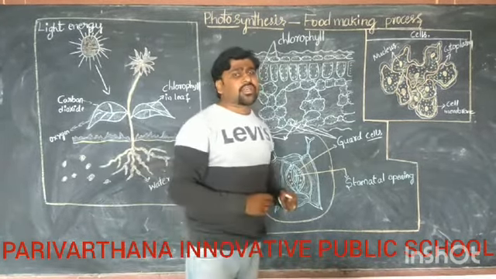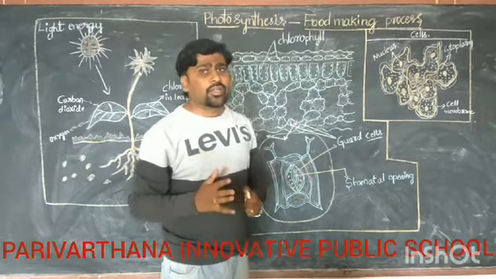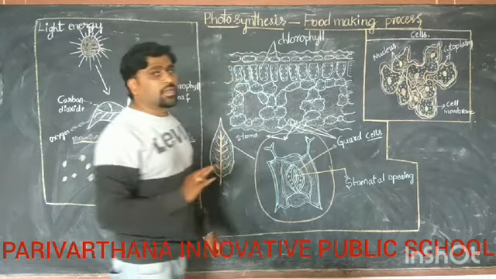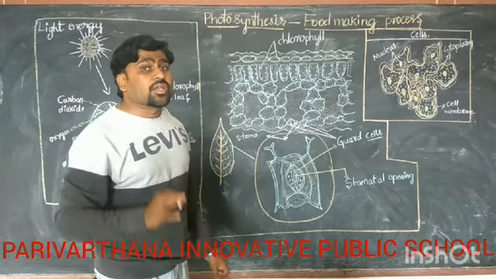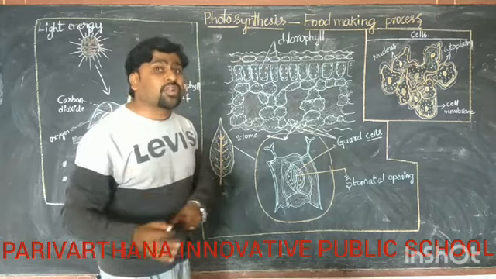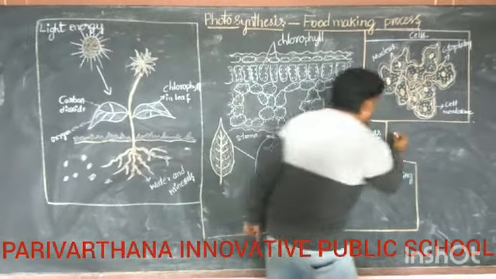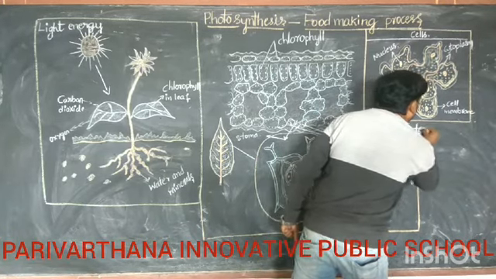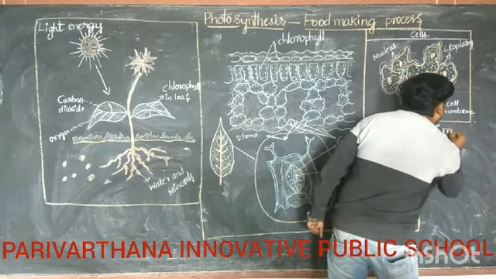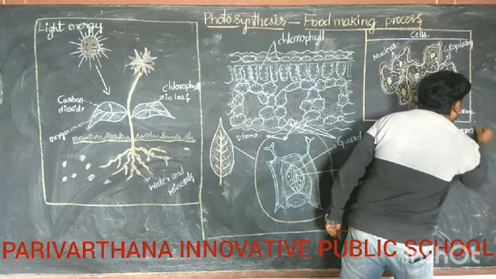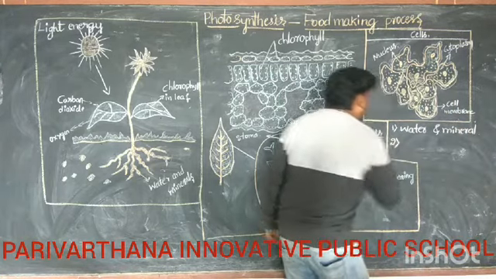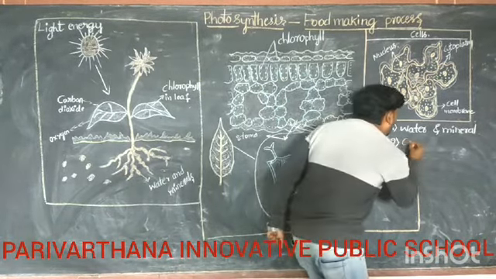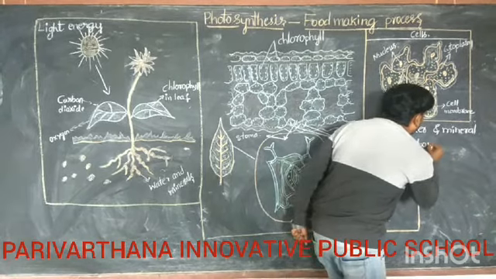Same as it is, to prepare the food, the leaf needs raw materials. What are the raw materials needed for preparation of the food? The first raw material is water and minerals. And the second raw material needed for preparation of food is carbon dioxide.